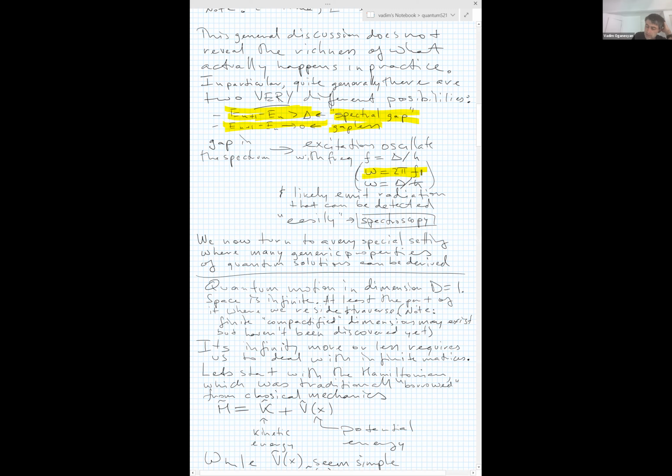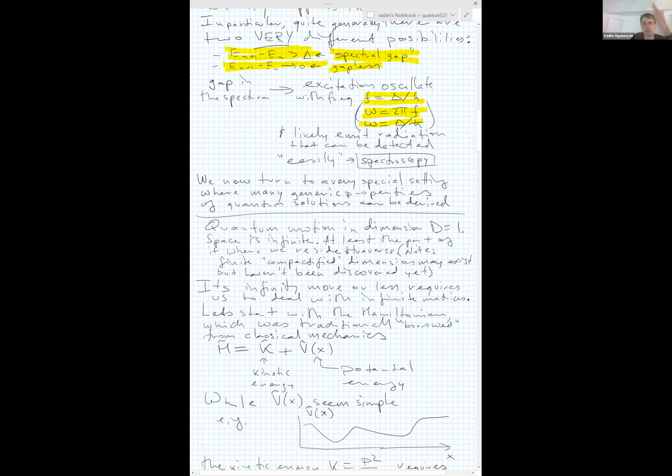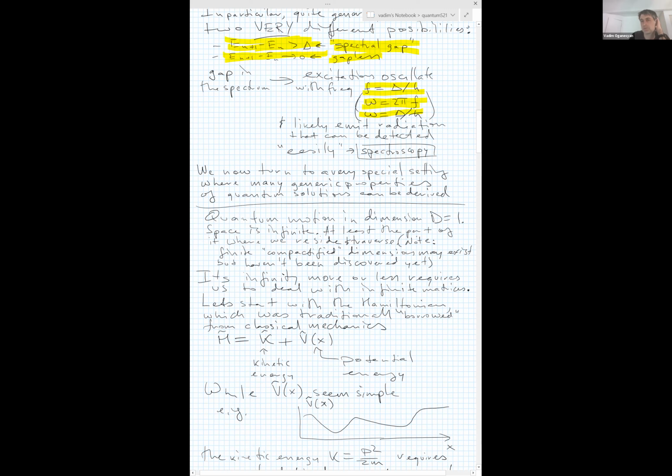And so what you can see is that the frequency is the gap, which is the difference between these energies divided by the Planck constant without the bar, h, whereas h bar is used when you need to get the angular frequency, which is delta divided by h bar. Anyway, this is something that you guys have all seen in physics 240, and I'm just reminding you.